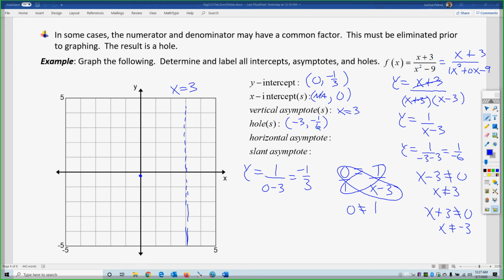Okay, so horizontal versus slant. What do we have here? Well, regardless of which one you plug it into, y equals 1 over infinity minus 3. It's essentially 1 over infinity, and if you divide anything by infinity, you essentially get 0 because you nuked it. So y equals 0 is the horizontal. Therefore, there cannot be a slant because it's one or the other. So you have y equals 0 as your horizontal.